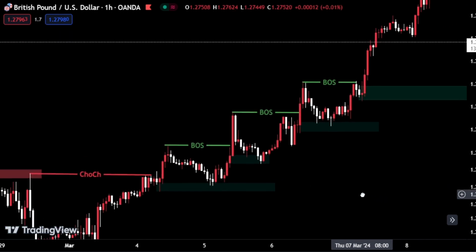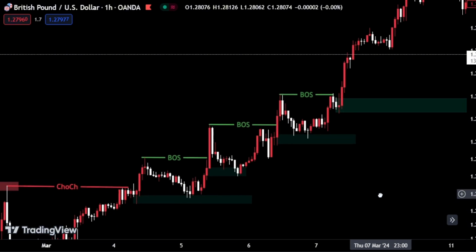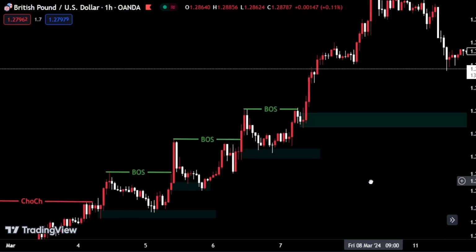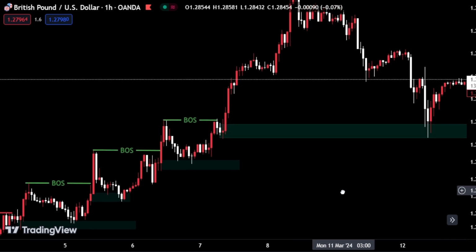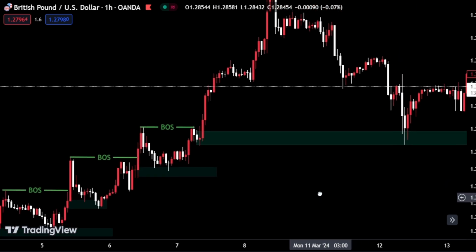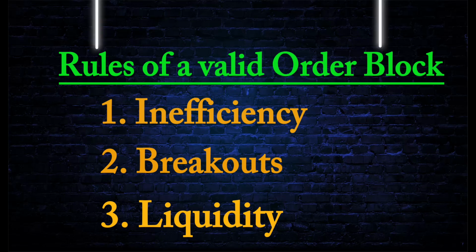So first, what are the requirements to consider an area a valid order block to trade? Then we'll look at how to effectively mark them on the charts. Let's look at the rules of a valid order block. The first rule is what?